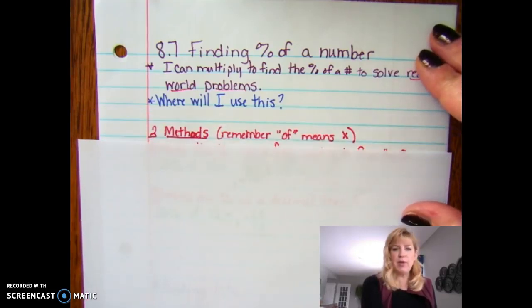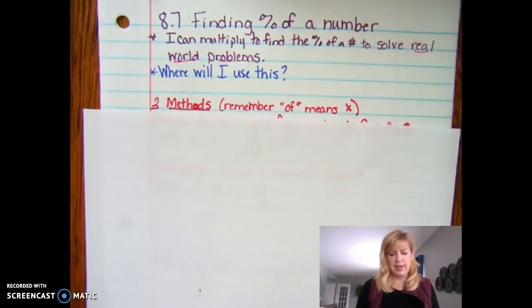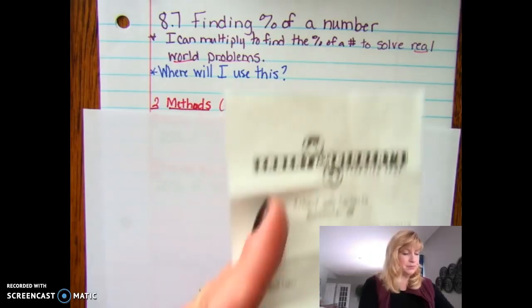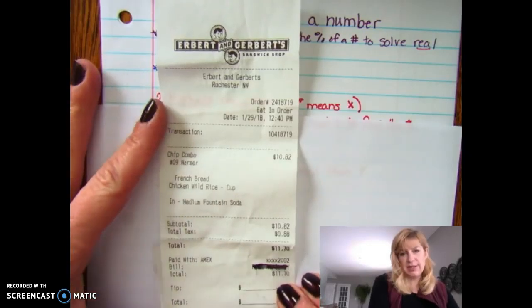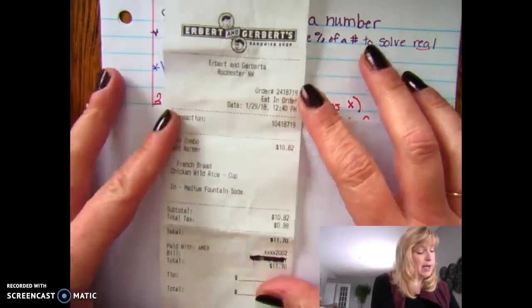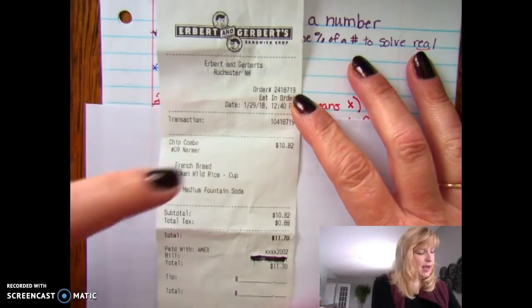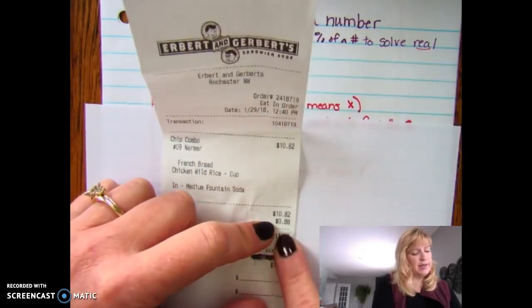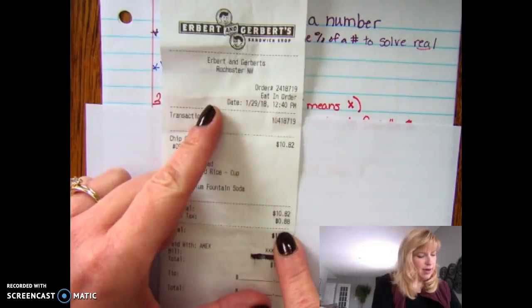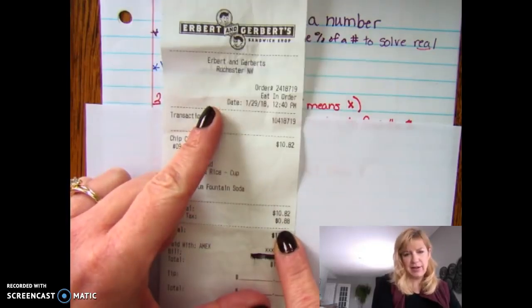First of all, I'm going to teach you two methods to use this. One practical application you might have come to, and we're going to do this at the very end, your exit ticket will be, I'm going to put this receipt right here. This is a receipt, and it was purchased in Rochester, Minnesota, at Herbert's and Gerbert's. A sandwich combo was $10.82. And then there was tax on that, and we'll talk about tax a little later.